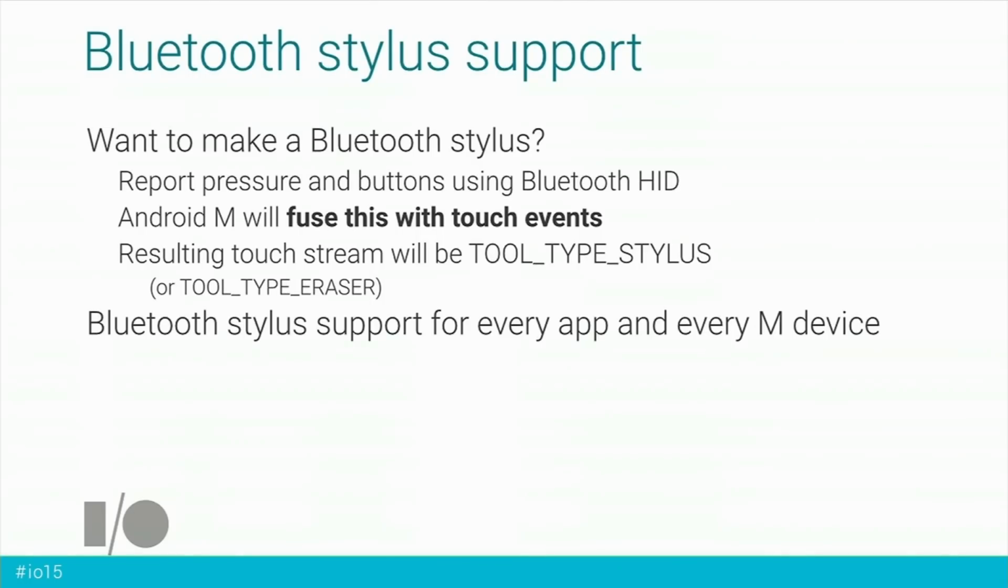If you send your pressure and button data over the HID protocol, over BLE, Android M will fuse this with touch data on the glass. What this means is you can build a Bluetooth stylus that then is reported as a stylus to any app on any M device that supports Bluetooth LE. You don't need special hardware that's dedicated to that device. The app does not need to be revised to support a particular type of stylus protocol. It just gets touch stream events through motion event, and if you are aware and you care that it's a stylus, you can interrogate that data.